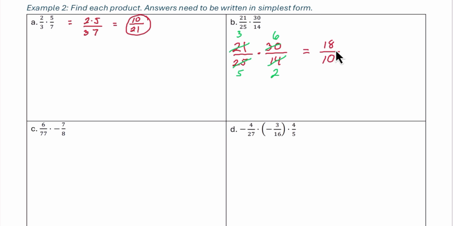Now we still have to look at the result and see if it can be reduced more, and it looks like it can be because 18 and 10 are both divisible by 2. They have a common factor of 2, so we want to reduce again. Since 2 is the common factor, we can divide 18 by 2 to get 9, and we can divide 10 by 2 to get 5. And now we have the simplified product.